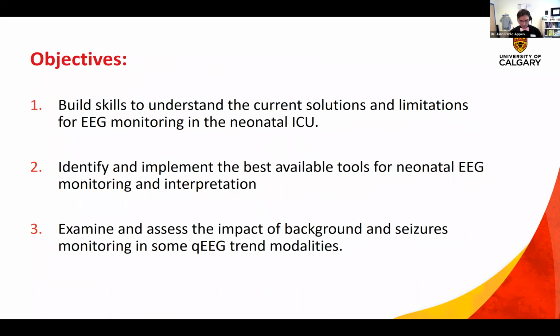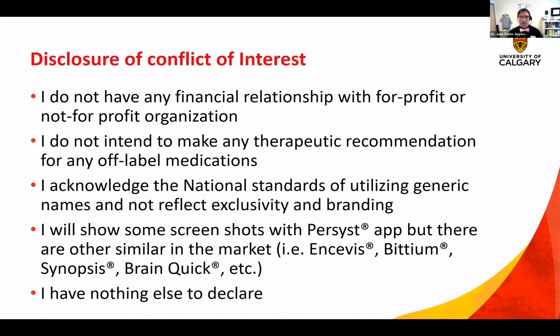There is no financial relationship with Persyst, and I'm gonna show though many screenshots because that's the system we have in our hospital. However, there are many in the market, including Ensevis, Bitium, Synopsys, BrainQuick, etc.